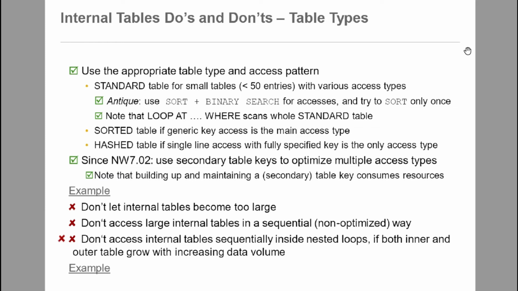Since NetWeaver 7.02, use secondary table keys to optimize multiple access types. You should note that building up and maintaining a table key consumes resources. And for example, you should not let internal tables become too large. Also, don't access large internal tables in a sequential way. Don't access internal tables sequentially inside nested loops if both inner and outer table grow in increasing data volume.